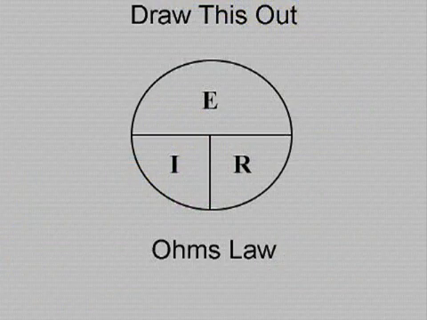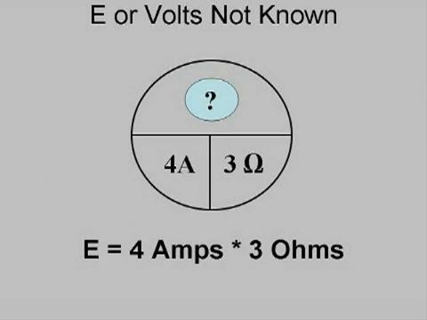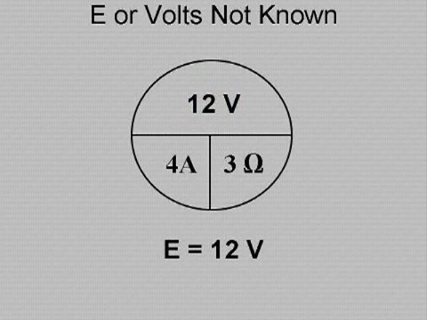To break this down even simpler, draw this out in your notes. Here is how we use this very simple wheel that we created. By knowing two values, we can calculate the unknown value. By covering up the unknown value, we've created a multiplication, I times R. So let's say we have 4 amps and 3 ohms. The answer would be 12 volts. 4 times 3 is 12.